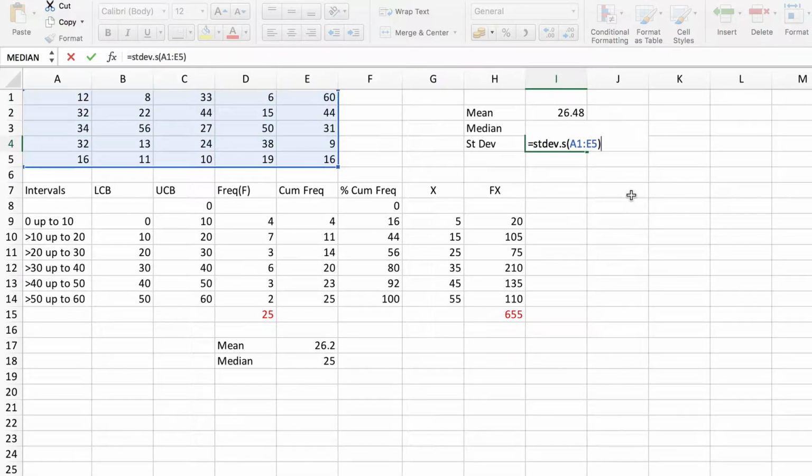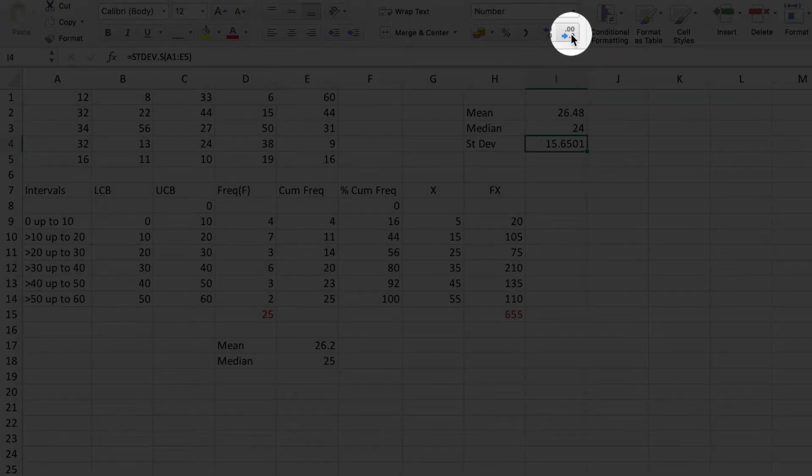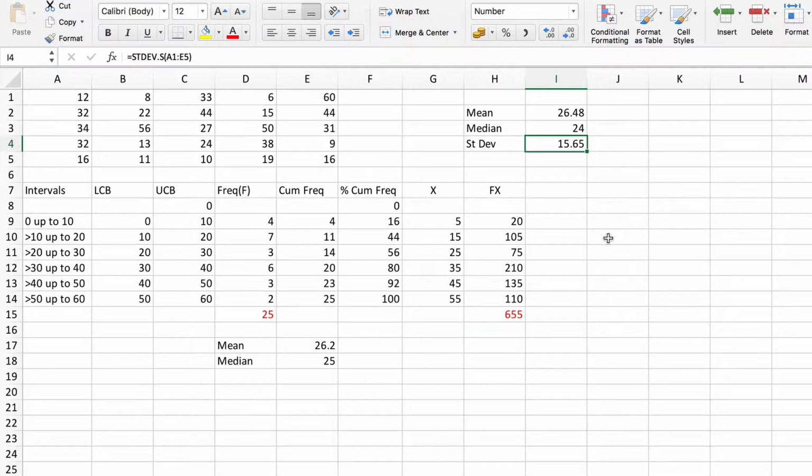So enter the formula in the usual way, the equal sign, the formula name, then in brackets the range of data. If we enter that, you can see we have a standard deviation of 15.650133. Now let me just reduce that down to two decimal places using the decrease decimal button here. Now remember, of course, that has simply altered the display. It hasn't actually cut off those additional decimal places. So that's the standard deviation.